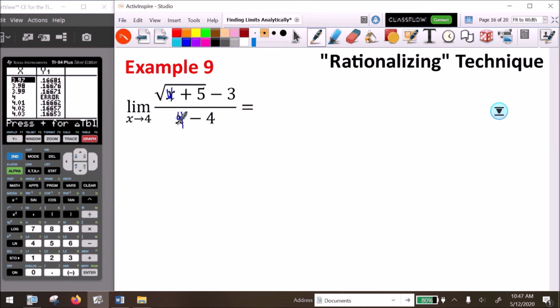In the numerator, 4 plus 5 is 9. The square root of 9 is 3. 3 minus 3 is equal to 0. In the denominator, 4 minus 4 is 0. So we have 0 over 0 again, another indeterminate form. So we can't solve this via direct substitution.